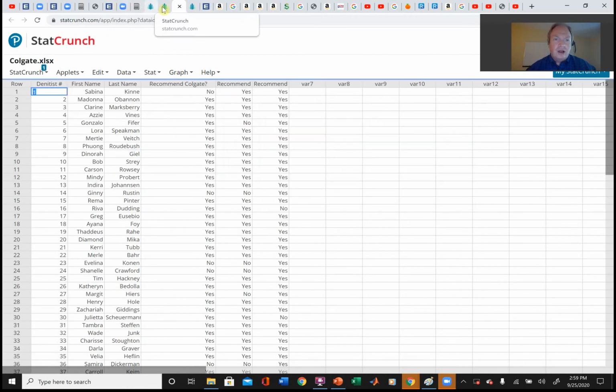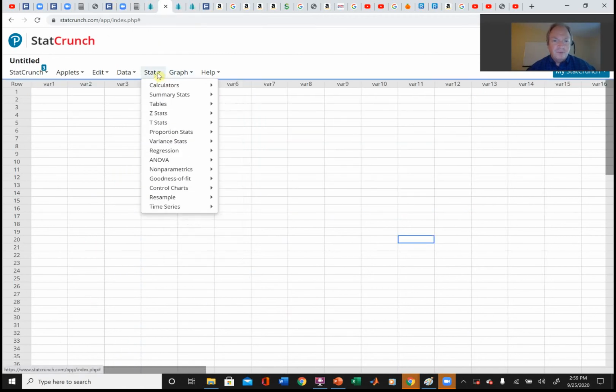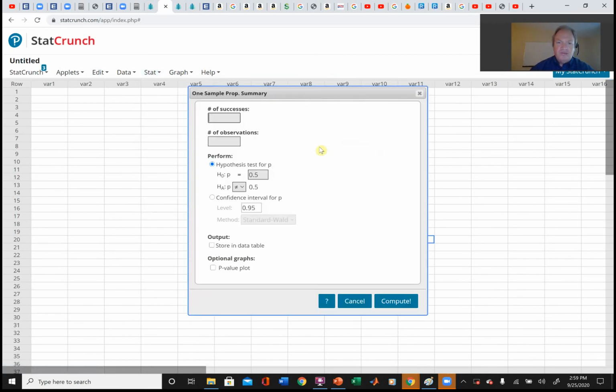So I'm going to start off, I'll take a blank page here, and we're going to go to stats. And now we're going to go to a new menu item called proportion stats for one sample. Notice there's a lot of different options. We're only going to ever use the first two. And so what StatCrunch is asking you is, do you actually have a raw data set? The answer is no. So we don't do with data. Instead, we do a summary. We have a summary of the data, right? So I'm going to click with summary.